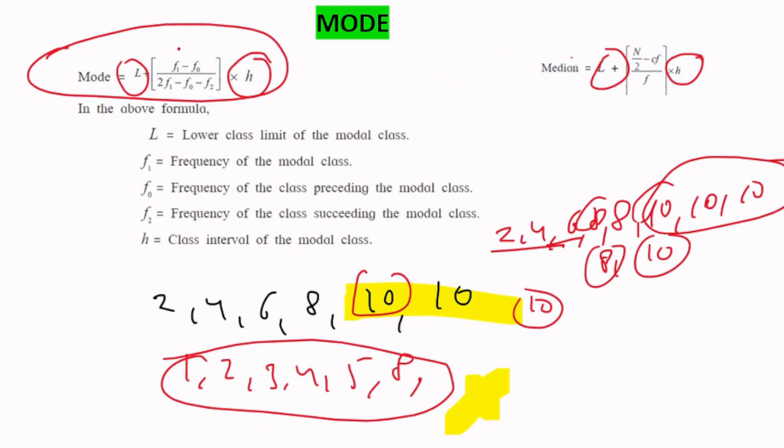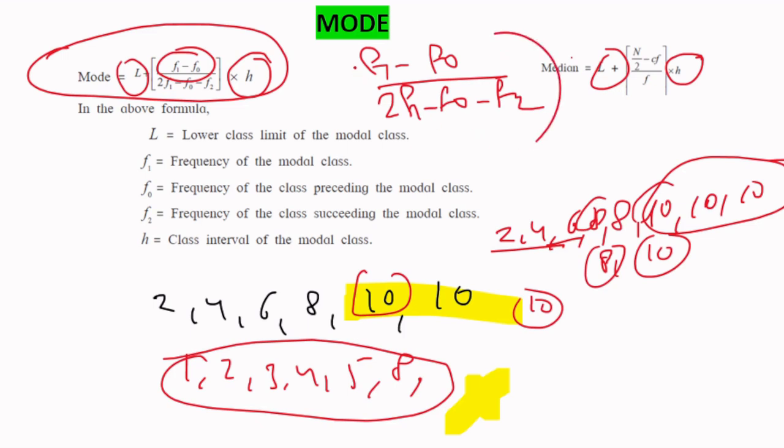You only have to remember f1 minus f0 in the numerator. The same f1 minus f0 you write in the denominator, but twice f1, and then minus f2. That's it, and the rest you keep as it is. If you remember the median formula, the mode formula is nothing.